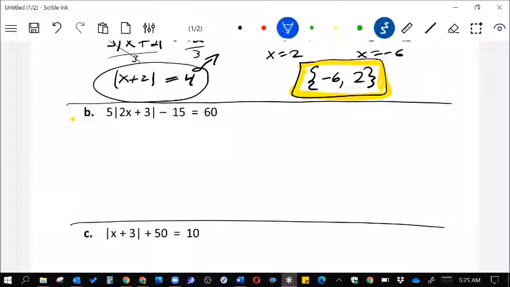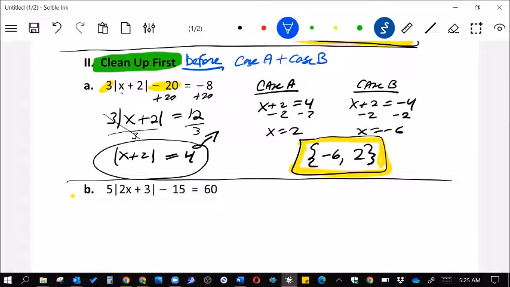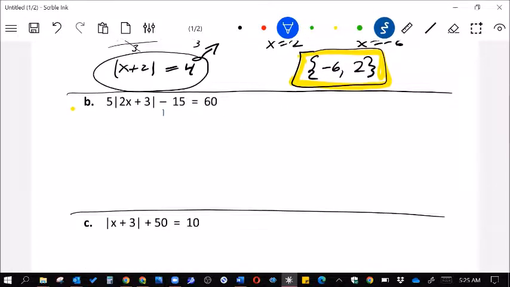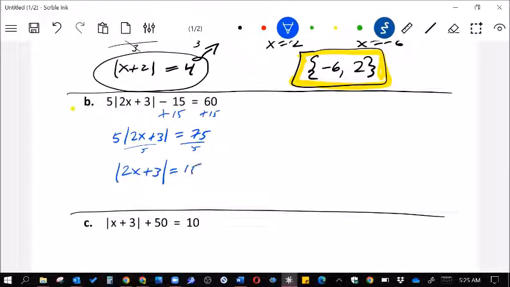All right, let's go through these procedures. Just like with A, we're going to first take care of either adding or subtracting here. 5 times the absolute value of 2x plus 3 is equal to 75. Now I'm going to divide both sides by this 5, and I'm going to get the absolute value of 2x plus 3 is equal to 15. And now I can do my case A and case B.